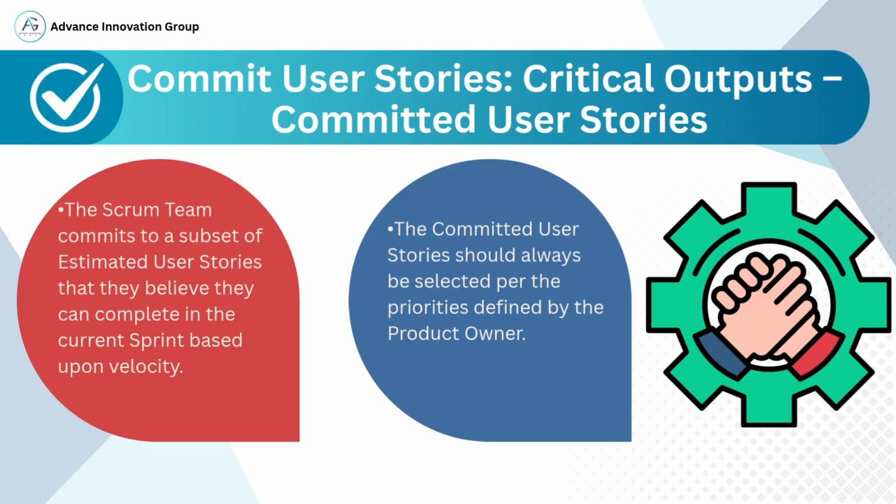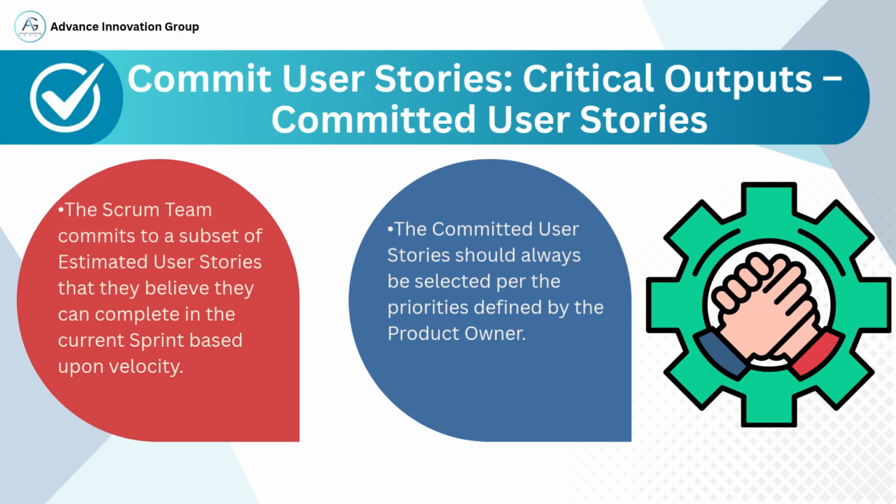This commitment is not made lightly. It is based on the team's own realistic assessment of what they can deliver. It's important to understand that Scrum emphasizes commitment by the team, not imposition from outside. However, prioritization is still driven by the product owner. This means the team selects stories in the order of business value, as defined in the backlog.